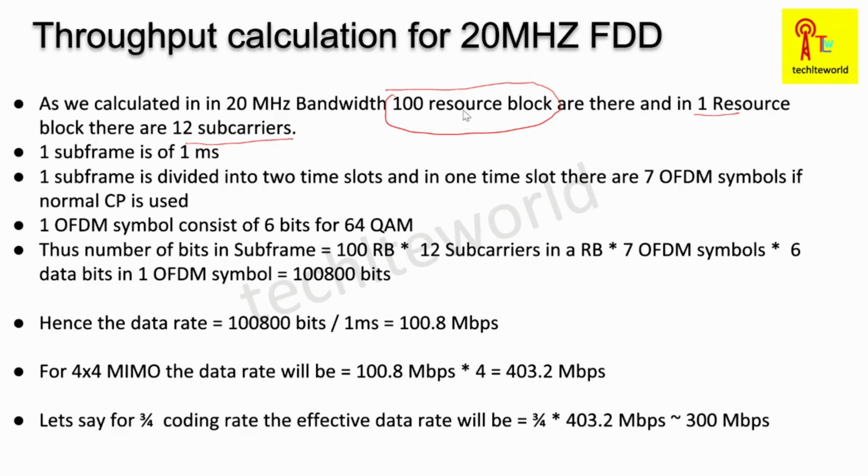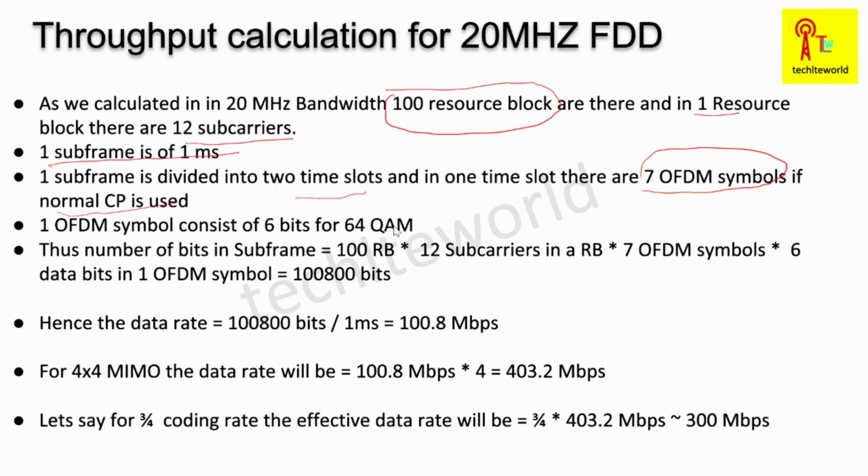So 100 resource blocks are there, out of which in one resource block there are 12 subcarriers, and one subframe, as we know, is of duration 1 millisecond. Okay, and further, this one subframe can be divided into two time slots, right? And in one time slot there are how many OFDM symbols? There are 7 OFDM symbols if we are considering the normal cyclic prefix, right? If we take the extended cyclic prefix, then there will be 6 OFDM symbols, right?